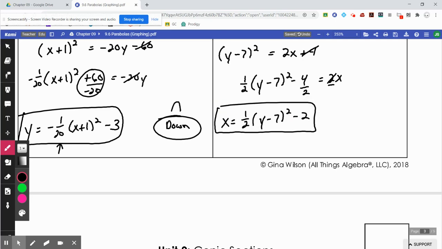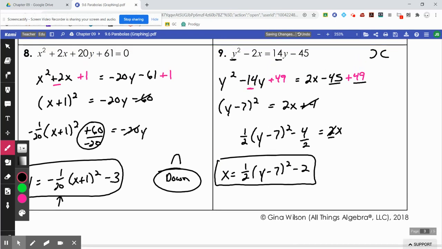Again, you see an x equals equation, so that means it opens either left or right. Since the number out front is positive, that means it's going to open to the right. And that's it.